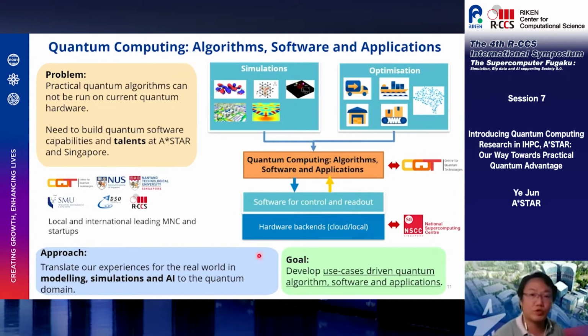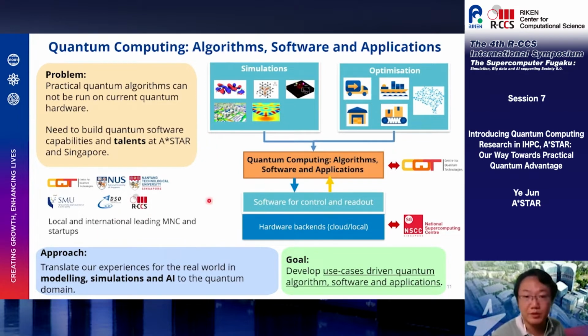So our strategy towards developing our quantum computing capabilities for algorithms, software, and applications is the following. We are looking at the problem that practical quantum algorithms cannot really be run on the current quantum hardware devices, and also there is a strong demand and also shortage of quantum computing talents. So we would like to leverage the development of talents, and in order to do so, we want to have something to leverage on. So that is developing this platform.